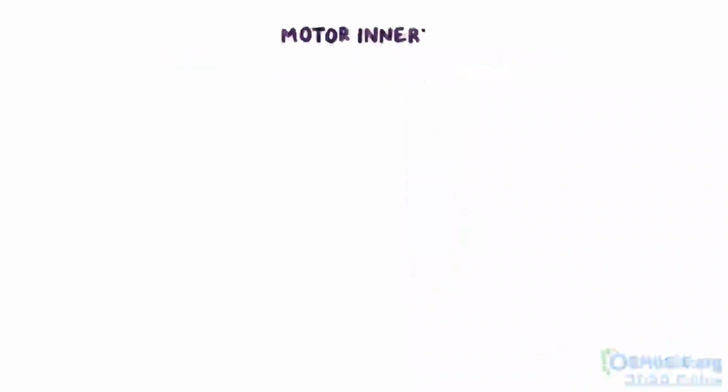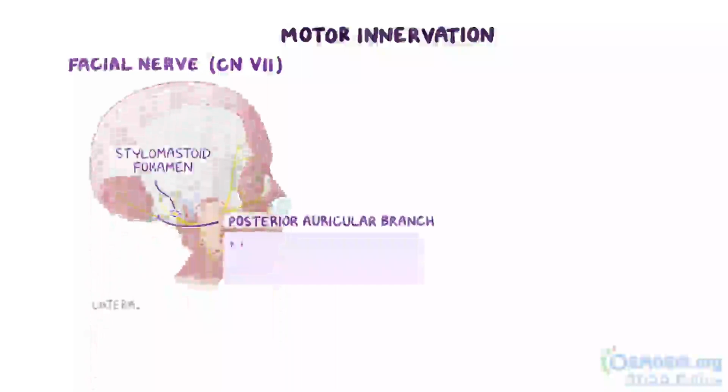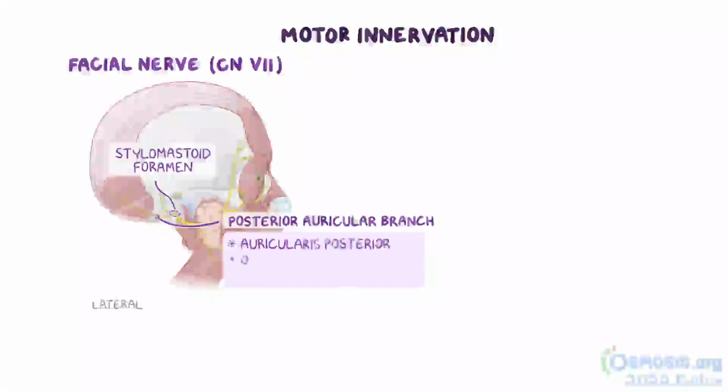Now, motor innervation of the face is a bit more straightforward. All muscles of facial expression are innervated by the seventh cranial nerve, known as the facial nerve. The facial nerve exits the cranium through the stylomastoid foramen and provides a posterior auricular branch which innervates the auricularis posterior and occipital belly of the occipitofrontalis muscle.